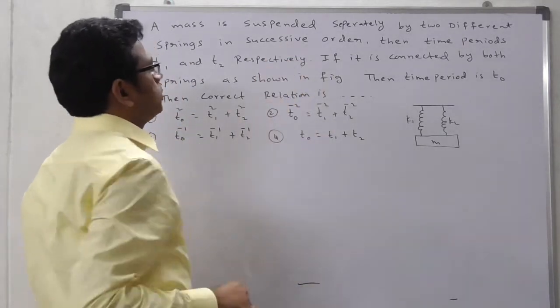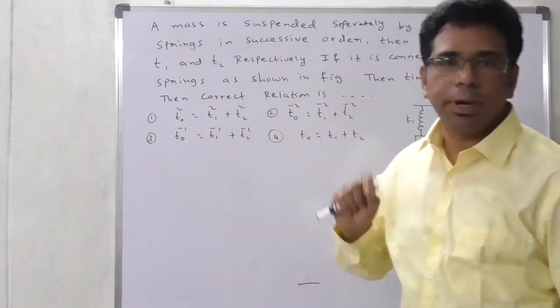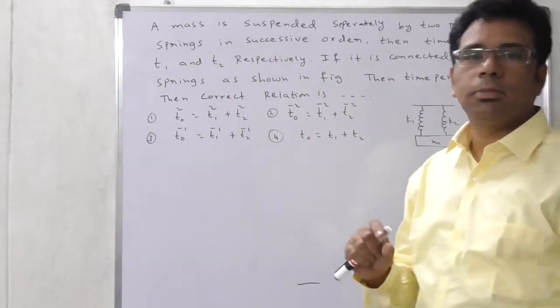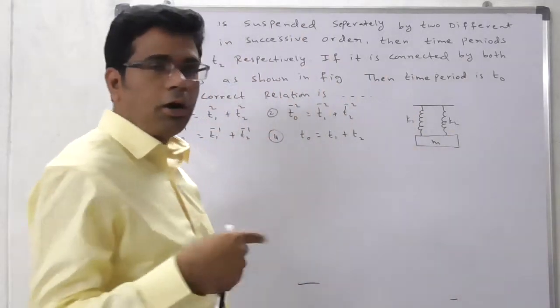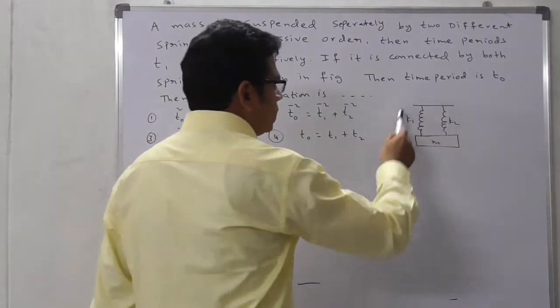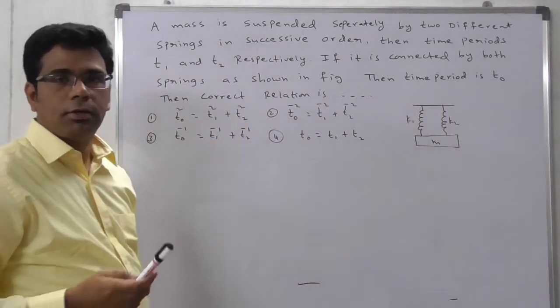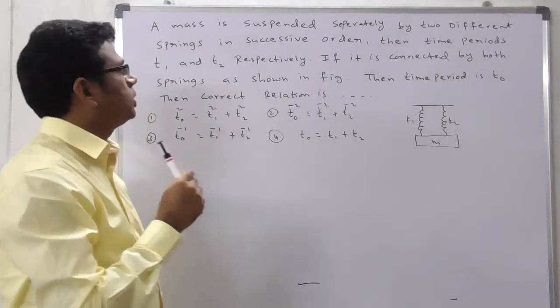First, the mass suspended by two different springs in successive order, that means one by one, or one after the other. If it is connected by both springs as shown in the figure, then the time period is T0. Clear? First try to understand the question.